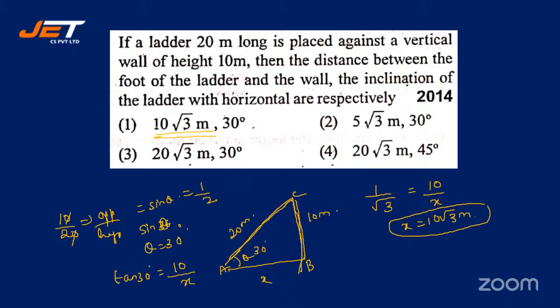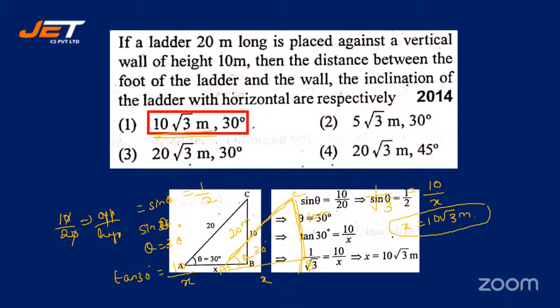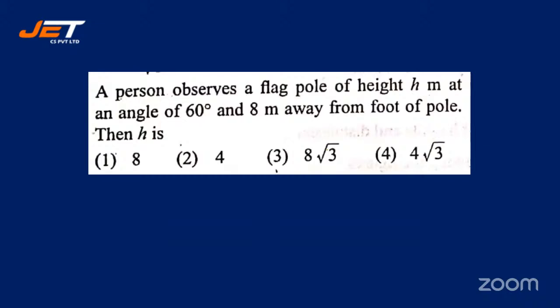Hope you all have understood, and I'm going a little slow for the benefit of the students. So you can see the next question. A person observes a flagpole of height h meter at an angle of 60 degrees and 8 meter away from the foot of the pole. Then h is dash.